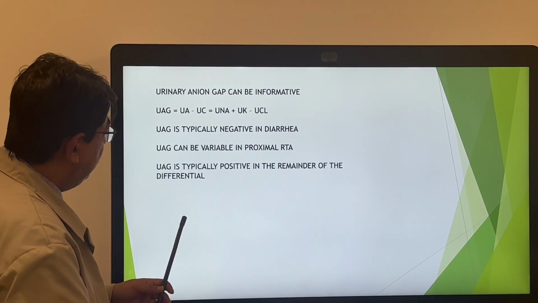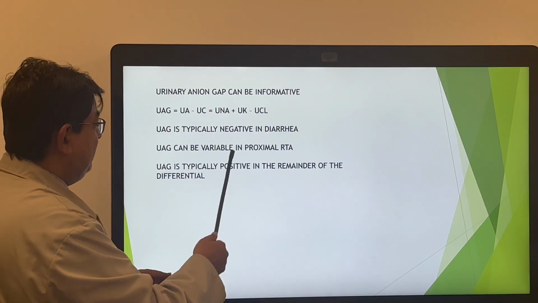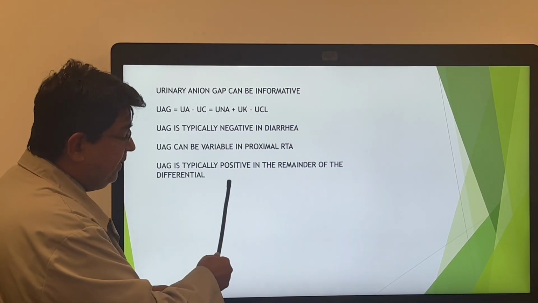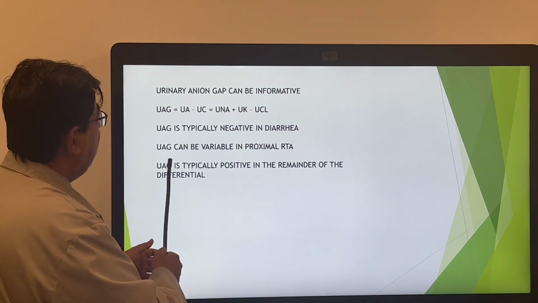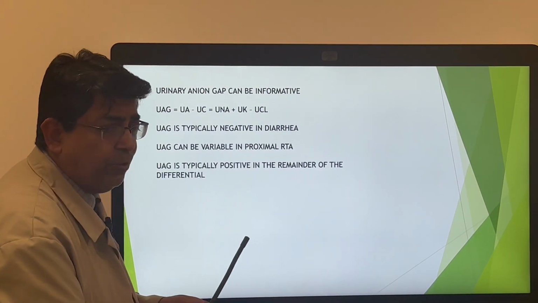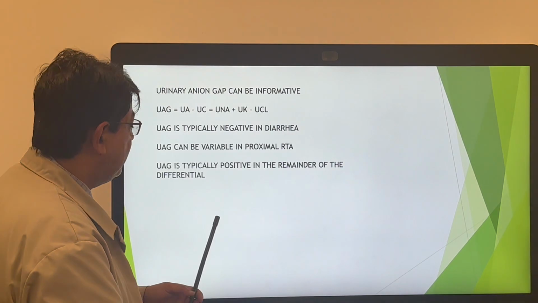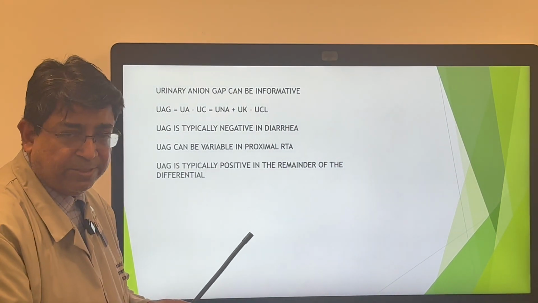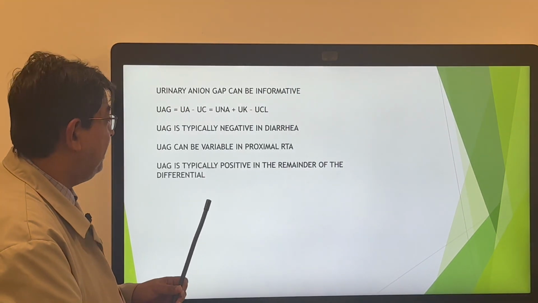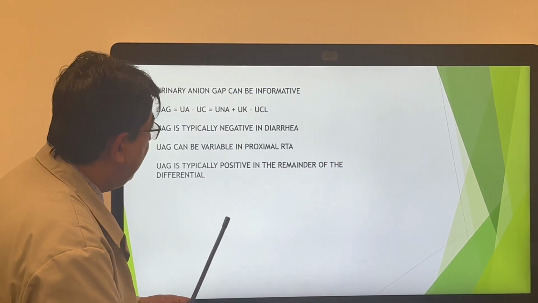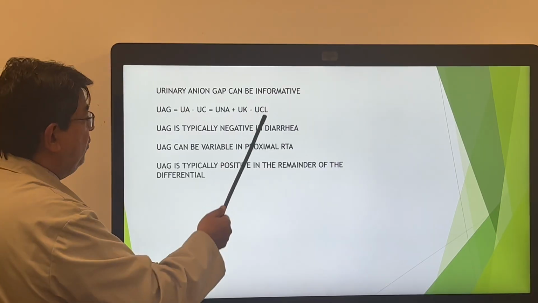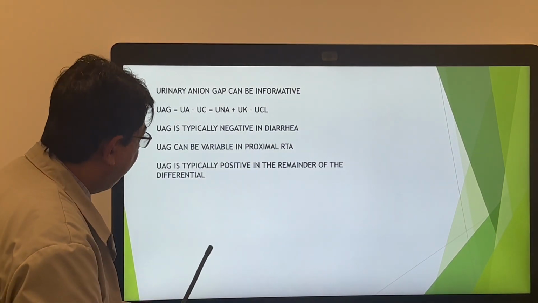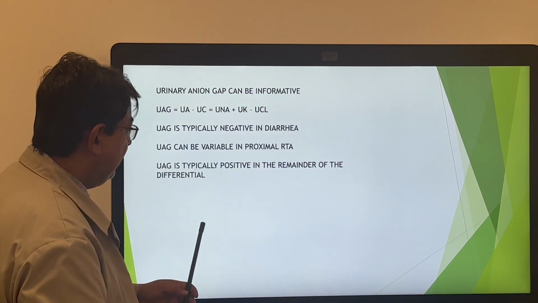The one thing to remember is that the urine anion gap is typically negative in diarrhea, and it's typically positive in the remainder of the differential. It can be variable in proximal RTA, so urine anion gap is not that useful for proximal RTA. In diarrhea, obviously, you're going to have bicarbonate losses in the stool, so the kidney will conserve bicarb, and in exchange, it will excrete chloride, so the urine chloride will be high, and therefore your urine anion gap will be negative. Next slide.